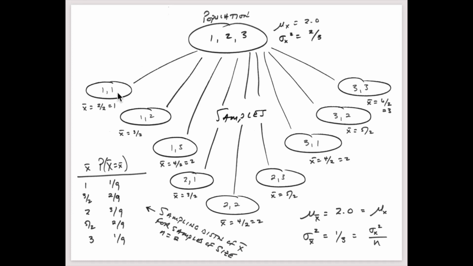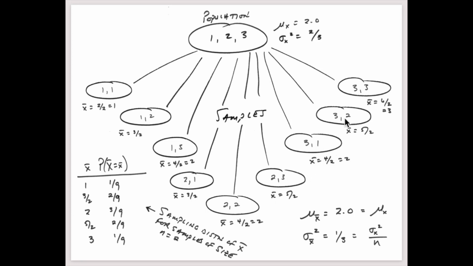Now, for each of these 9 samples, we can calculate the average of the sample. For this first sample, where both observations are 1, obviously the mean of that sample is 1. For the sample that contains a 1 and a 2, that sample mean is 3/2. The mean of the sample containing a 1 on the first draw and a 3 on the second draw is 2.